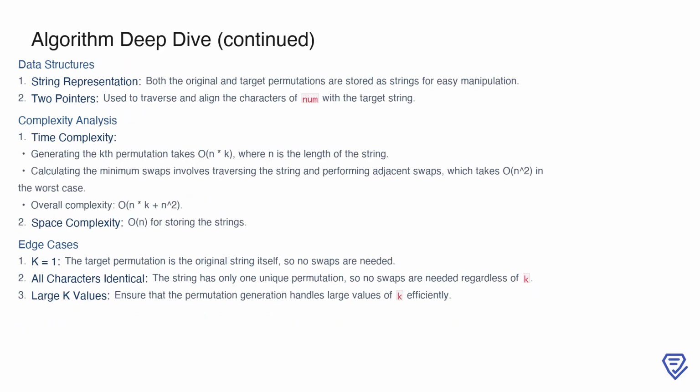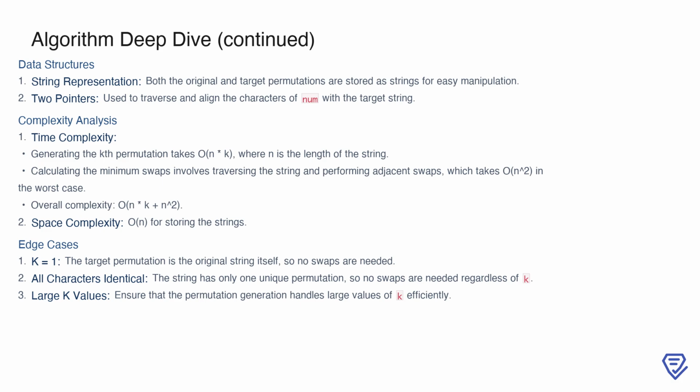To implement this approach effectively, we rely on specific data structures and analyze the computational complexity. The string representation of both the original and target permutations allows for straightforward character manipulation. The two-pointer technique enables efficient traversal and alignment of the strings. In terms of complexity, generating the kth permutation involves O(n·k) operations, where n is the length of the string, as we may iterate through the string up to k times. Calculating the minimum swaps can take up to n squared in the worst case, as adjacent swaps might involve shifting characters multiple times.